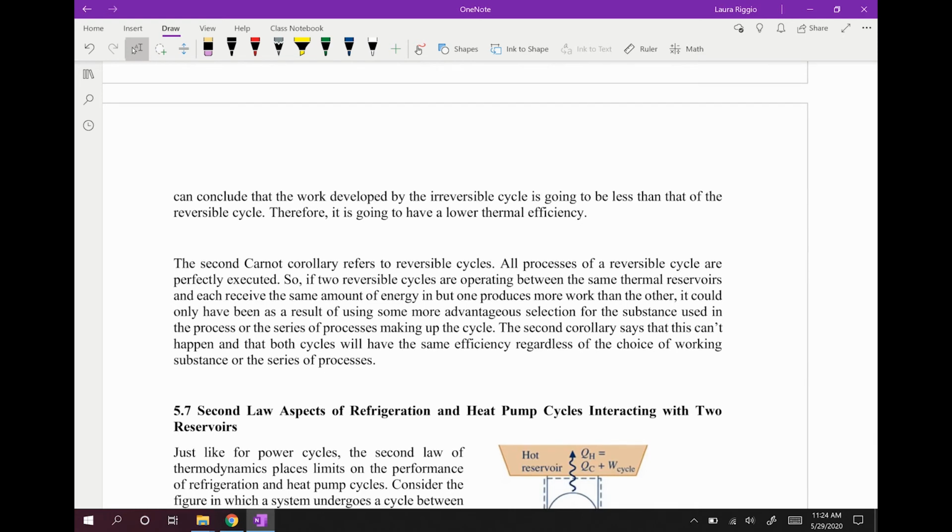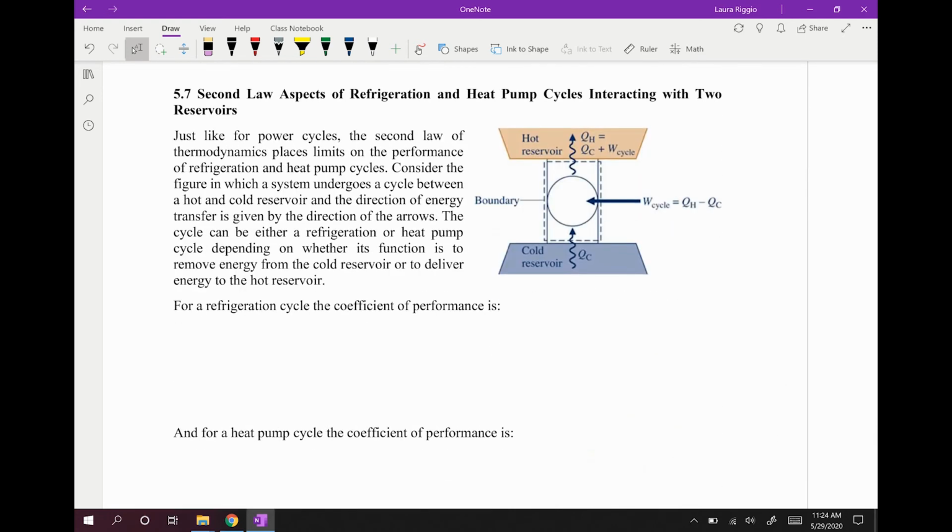We can also apply the second law to refrigeration and heat pump cycles.